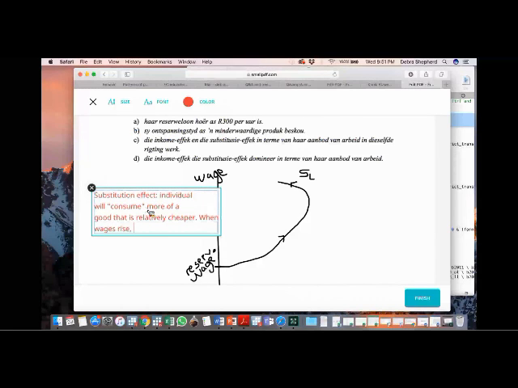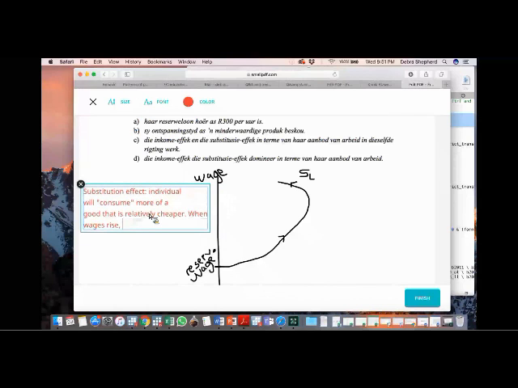So when wages rise, what that means is that the cost of not working, which is leisure, increases. If you choose not to work and rather choose to spend time in leisure, you are giving up a wage, and that is a cost. It's an opportunity cost. So when wages go up, it becomes more expensive not to work, and that means you will choose to work more hours.